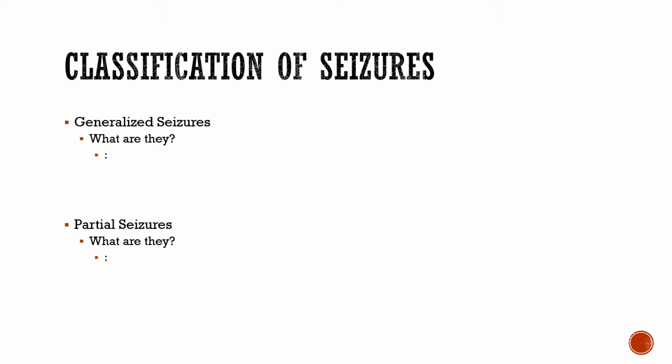Partial seizures, they involve one area of the brain. They could be a simple partial seizure, which just, again, single part of the brain, involves like a single muscle movement or sensory alteration. But they can also be complex.